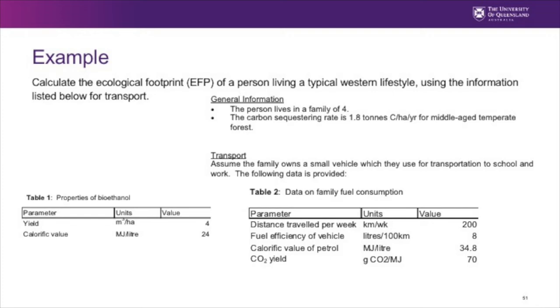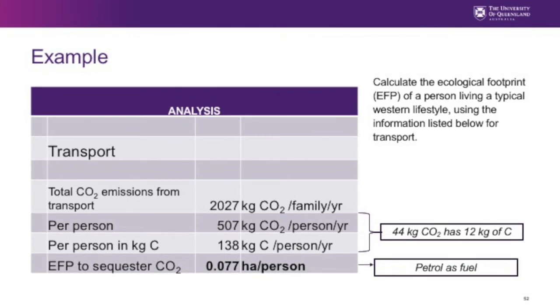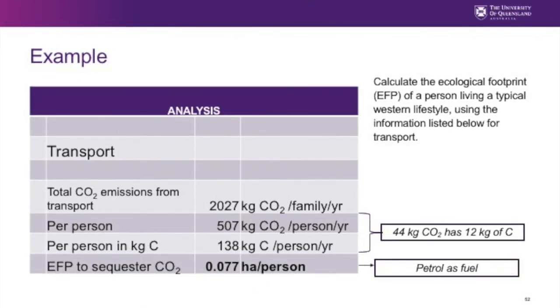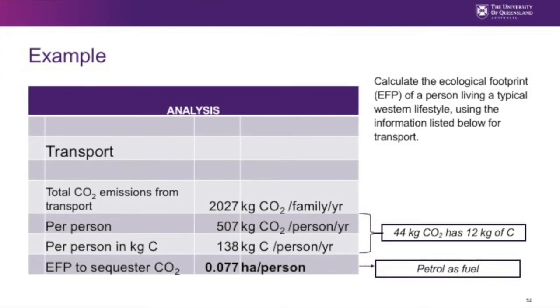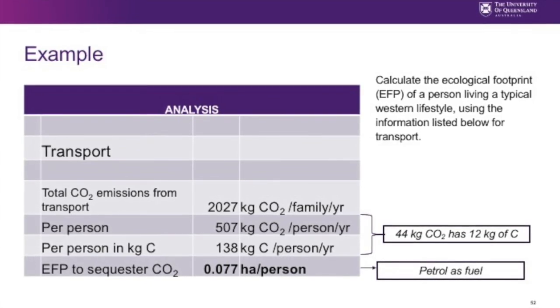person. So the values provided are 200 kilometers of distance per week, 8 liters per 100 kilometers of fuel efficiency, 34.8 megajoules per liter, which is the calorific value of the petrol, and 70 grams of CO2 per megajoule. With these values, we can estimate that the total CO2 emissions from transport will be equal to 2027 kilograms of CO2 per family per year. If we convert this to per person, it will be 507 kilograms of CO2 per person per year.